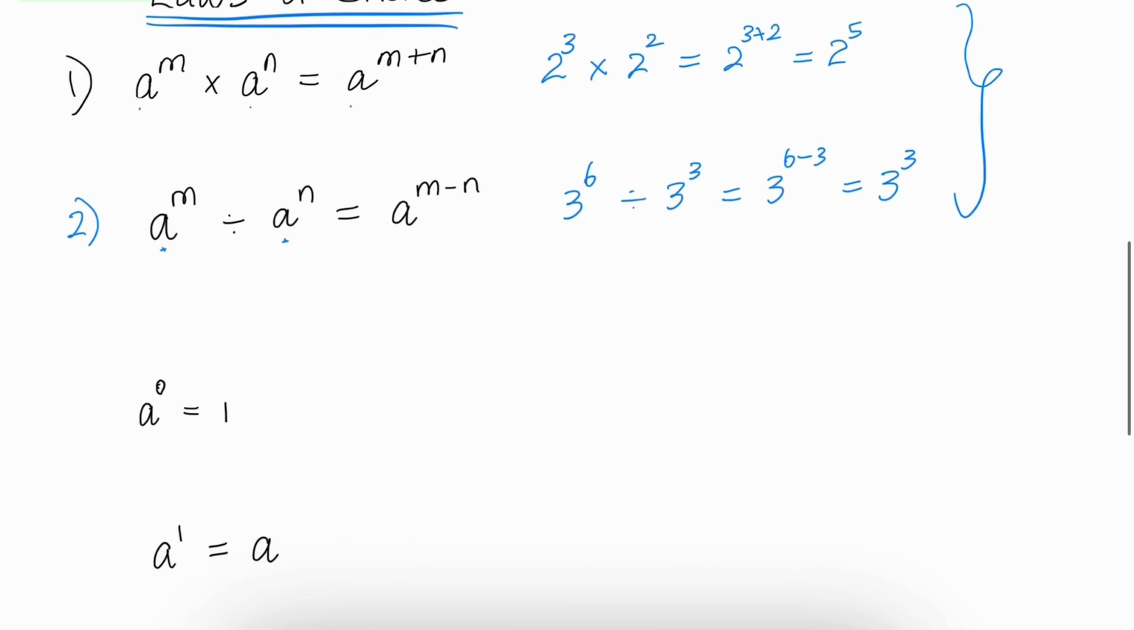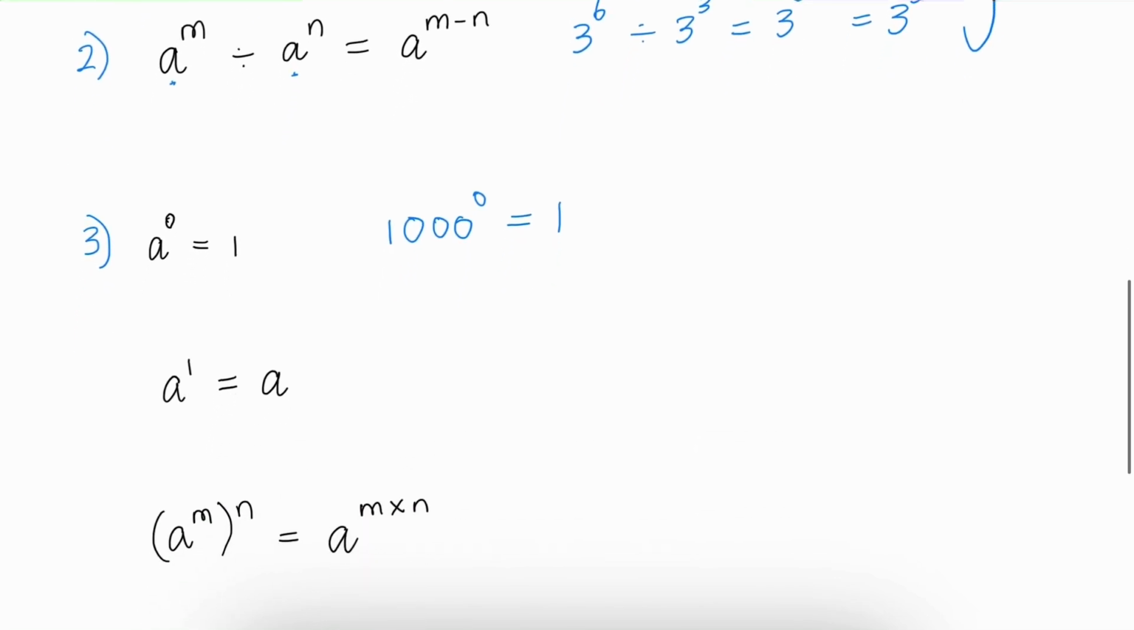The third one is that a raised to the power of 0 is 1. Any number raised to the power of 0 will be 1. Even if you had 1,000 raised to the power of 0, the answer will still be 1. So any number raised to the power of 0 is 1.